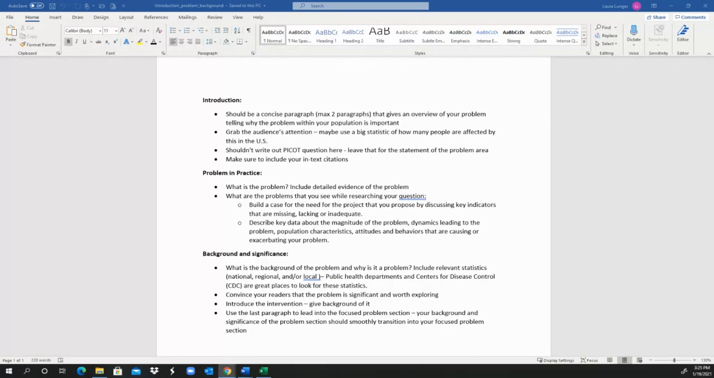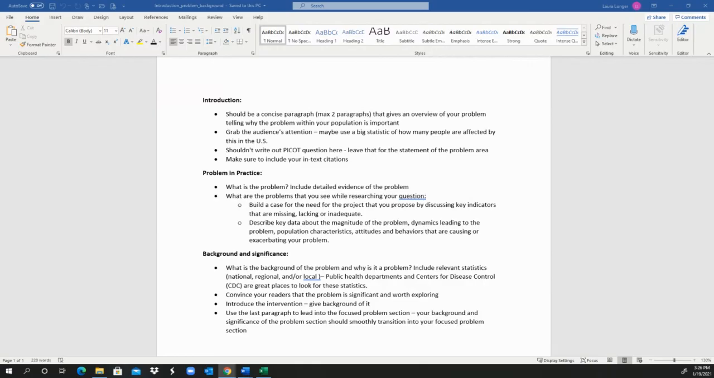Build a case for the need for your project that you propose by discussing key indicators that are missing, lacking, or inadequate. Describe key data about the magnitude of the problem, dynamics leading to the problem, population characteristics, attitudes and behaviors that are causing or exacerbating your problem. So basically the attitude and behavior right now in primary care is that we don't need to use waist circumference measurements, excuse me.